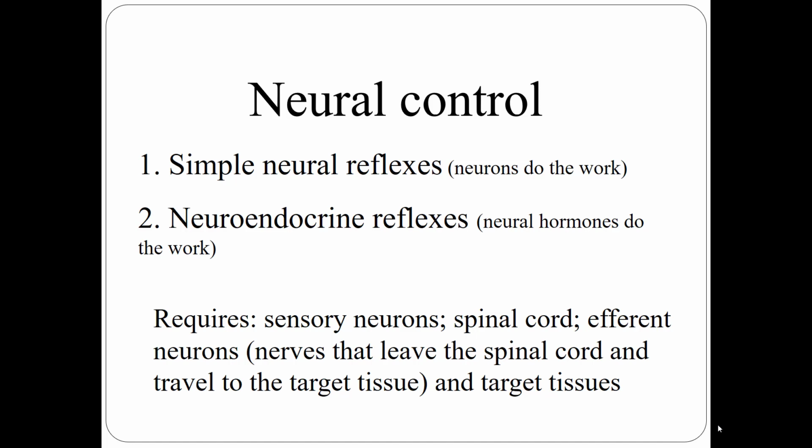And so with neural control, the system actually requires a lot of different components to carry this process out. So it requires sensory neurons, the spinal cord, efferent neurons that are nerves that leave the spinal cord and travel to a target tissue, and then the target tissues. And target tissues, again, is exactly what it sounds like. It is the tissue that is targeted by a hormone.